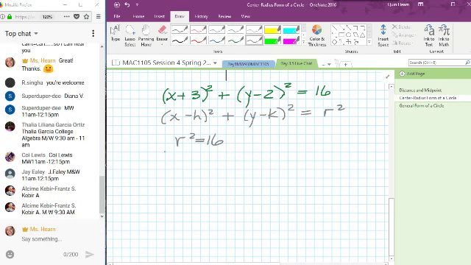Okay, so we know that r squared equals 16. That means that r is equal to 4. So our radius is 4. But the tricky part is identifying h and k.